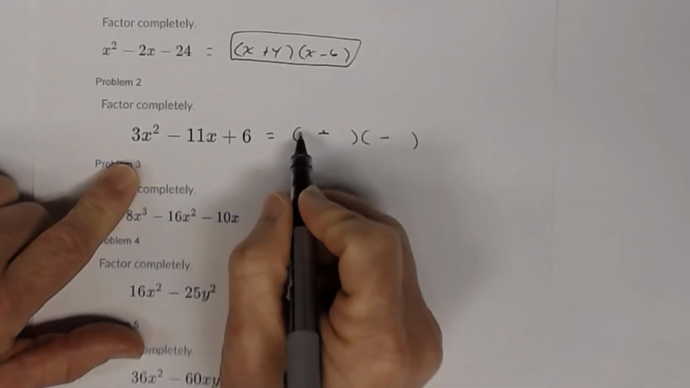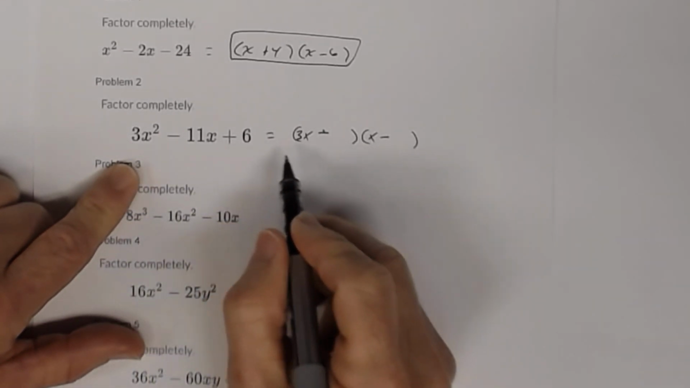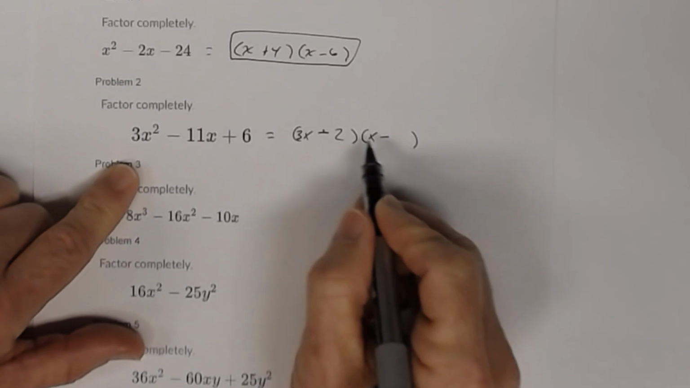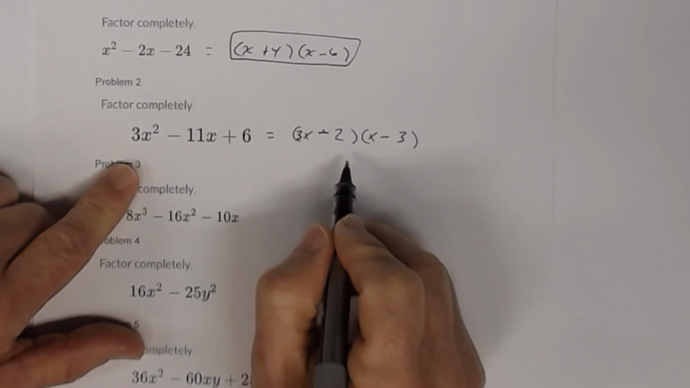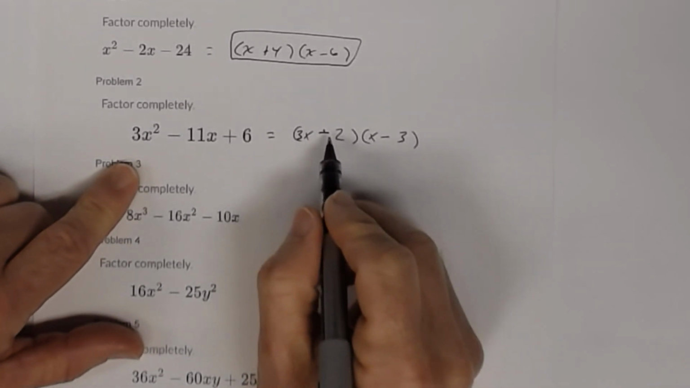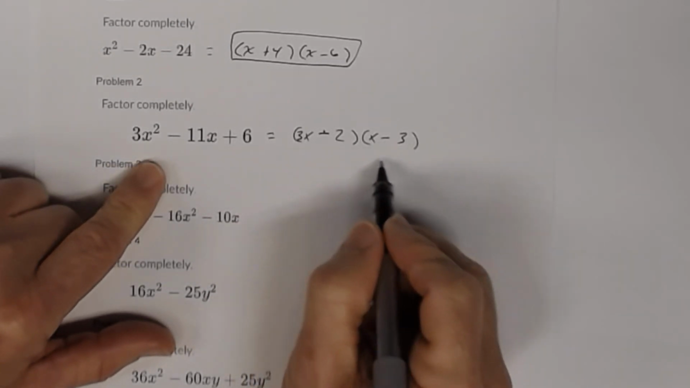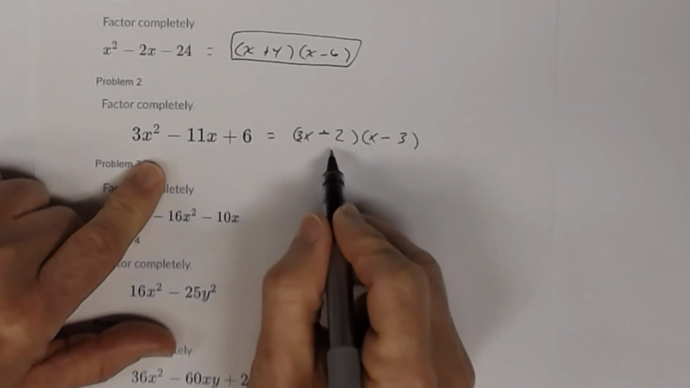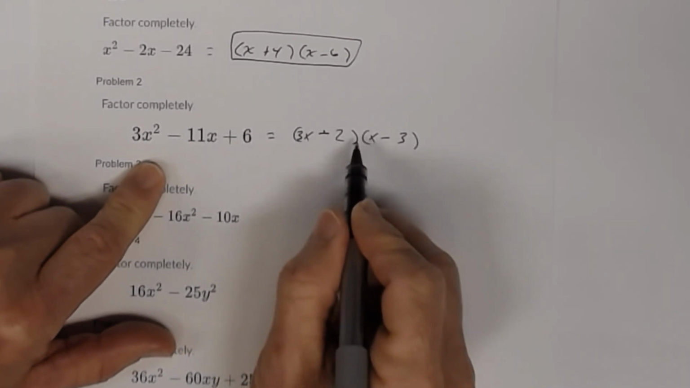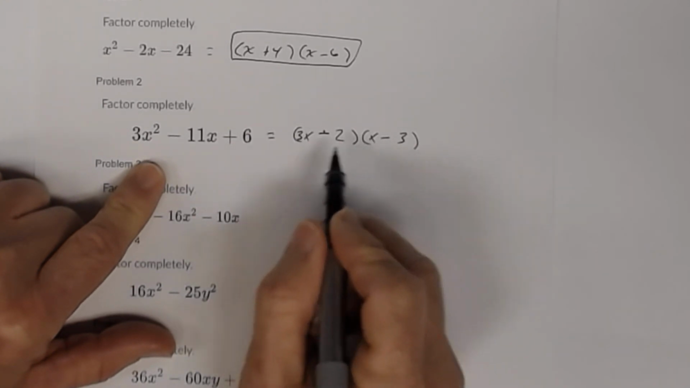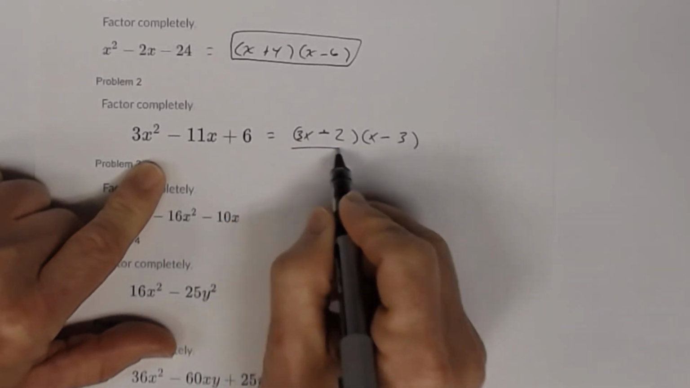And so let's try 3x and x, because 3x times x is 3x squared. For a positive 6, let's go ahead and use a negative 2 and a negative 3 and put the 2 with the 3x term. And always check, because you could have made a mistake and put them in the wrong place. But the outer, if you notice, is a negative 9x, the inner is a negative 2x, and when you add them up, a negative 9x and a negative 2x is a negative 11x. And then a negative 2 times a negative 3 is a positive 6.